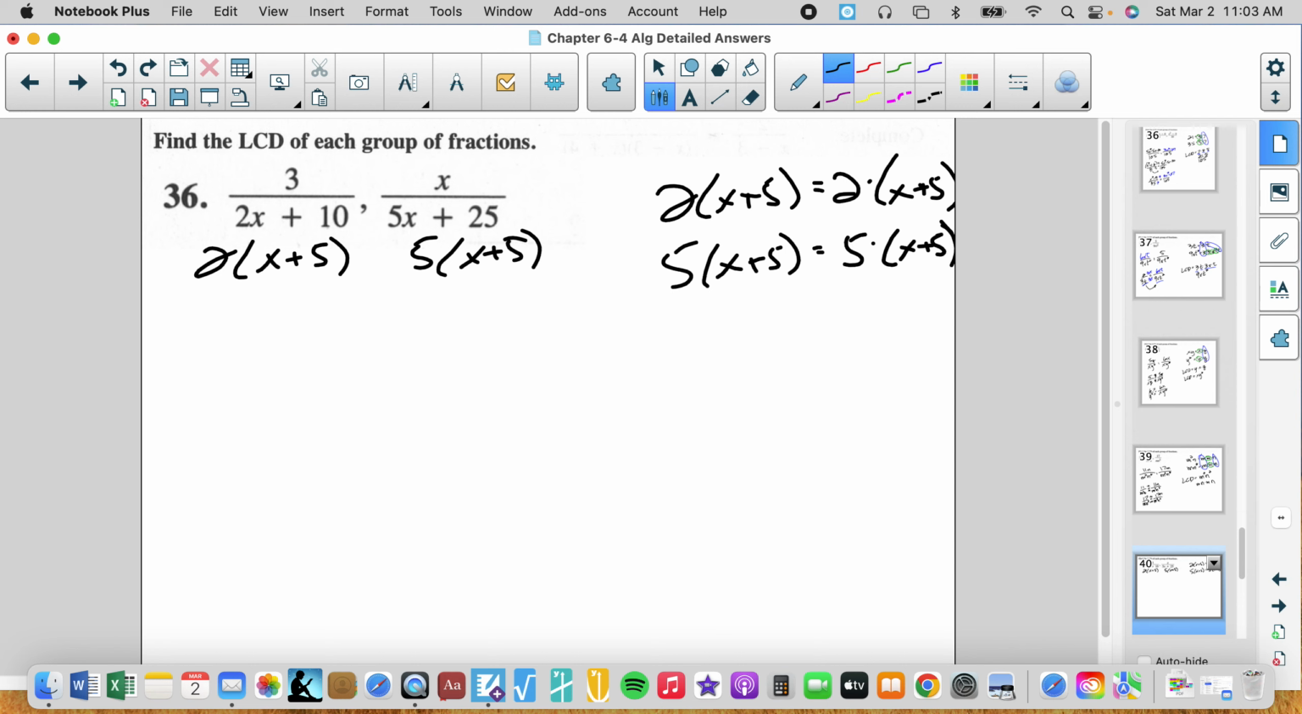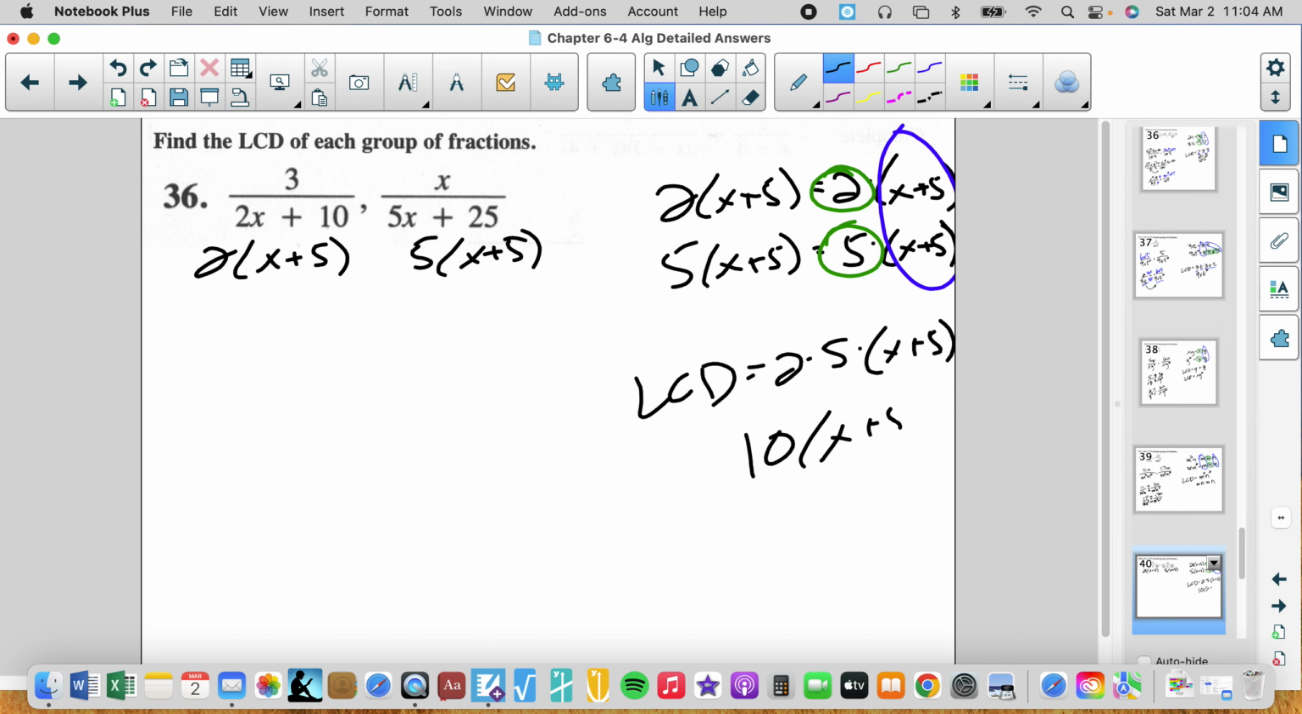We can't break up the addition. So when I look for the LCM, I see that they have that in common. And then the leftovers are 2 and 5. So my LCD is going to be 2 times 5 times x plus 5, or 10 times x plus 5. That's going to be my denominator, 10 times the quantity x plus 5.